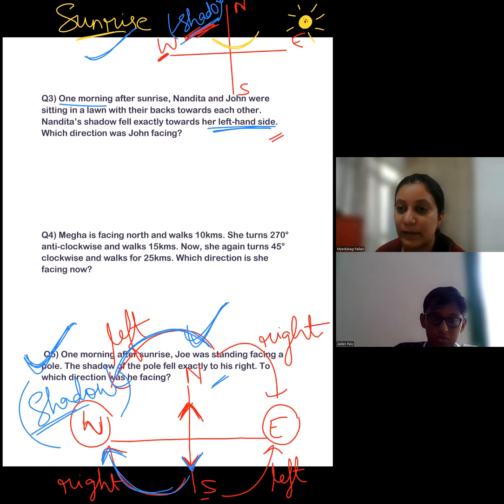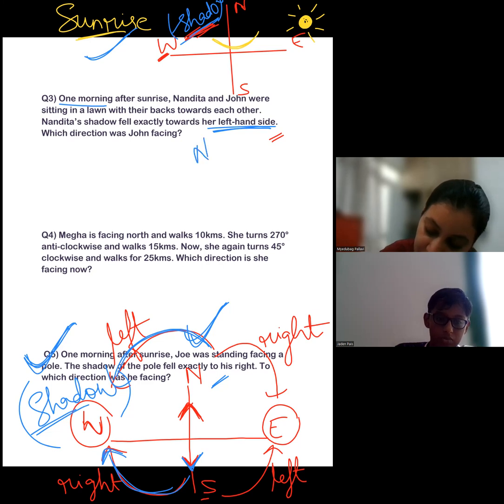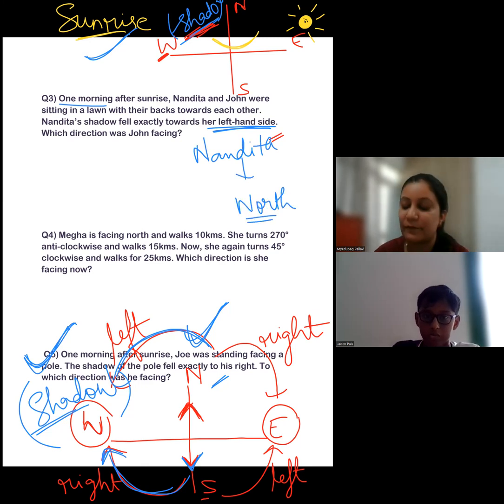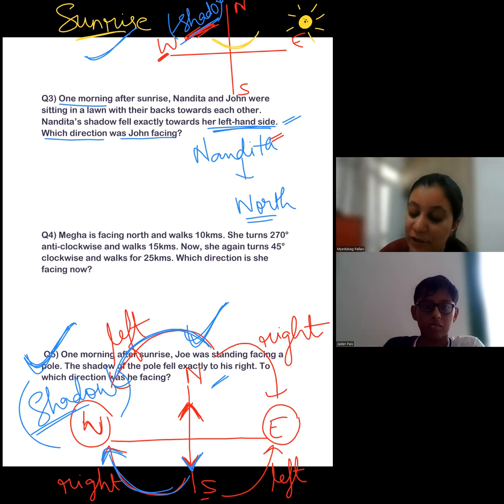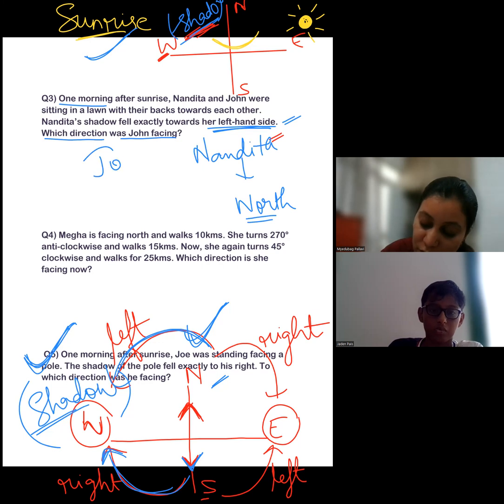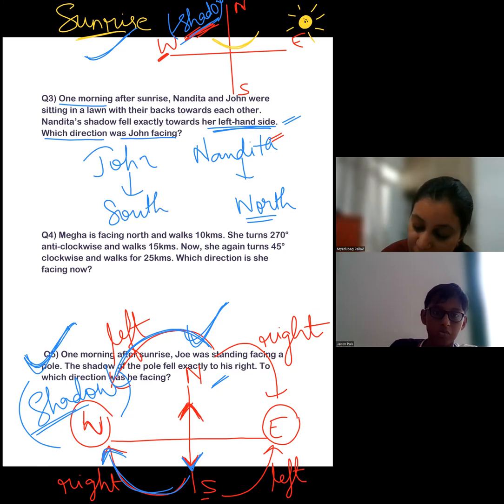Getting? Yes, I'll repeat it. Yeah, so let me first write it. That means Nandita is facing north. That's why the shadow which is formed in the west direction is the left side of Nandita. And what is asked? It is asked which direction John is facing. So John is facing opposite of Nandita. That means John must be facing south direction.